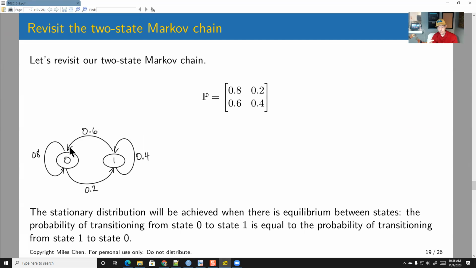So this is when we will achieve equilibrium, and that's when we'll be at our steady state, or our stationary distribution, and that's when we'll reach the limiting distribution there. All right, so let's think about this, okay?